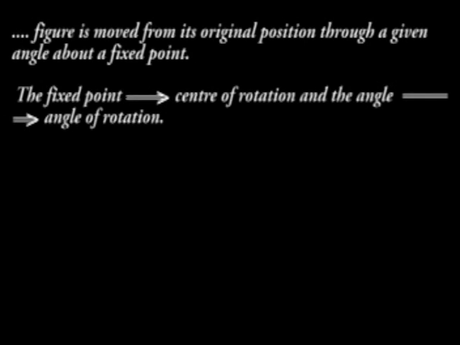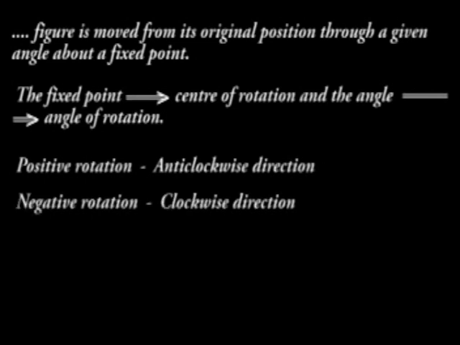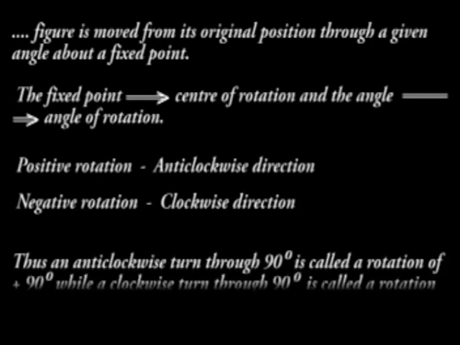A positive rotation is in the anti-clockwise direction. A negative rotation is in the clockwise direction. Thus, an anti-clockwise turn through 90 degrees is called a rotation of plus 90, while a clockwise turn through 90 degrees is called a rotation of negative 90.